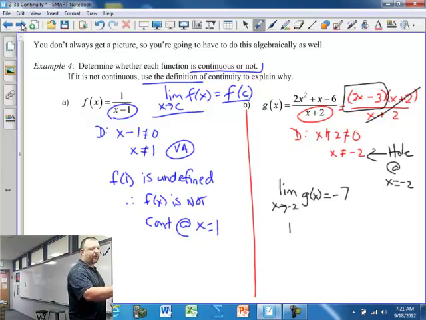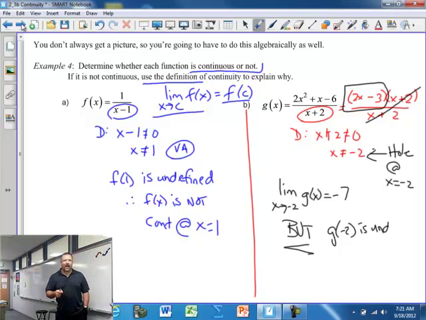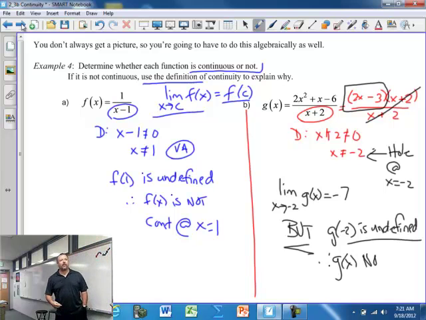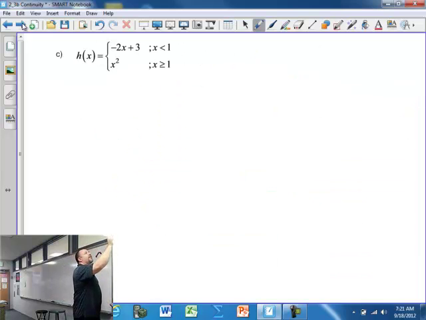But, big but, g of negative 2 is undefined. And again, if the function value is not defined at a specific point, you can't have a continuous function. Therefore, g of x is not continuous. It can't happen. You have to have the limit equal to the function value at that point, or it doesn't work. Let's try the next one.